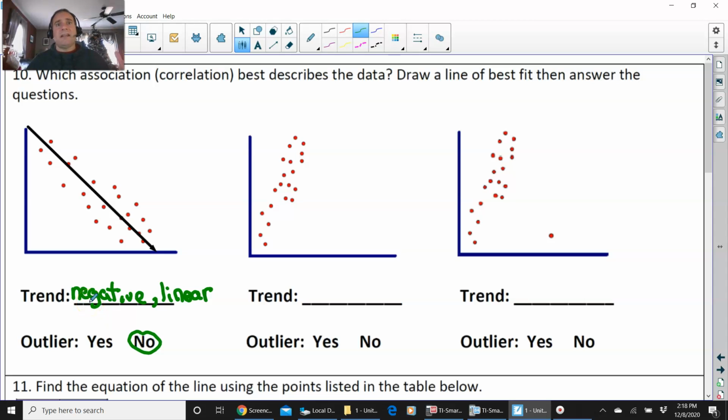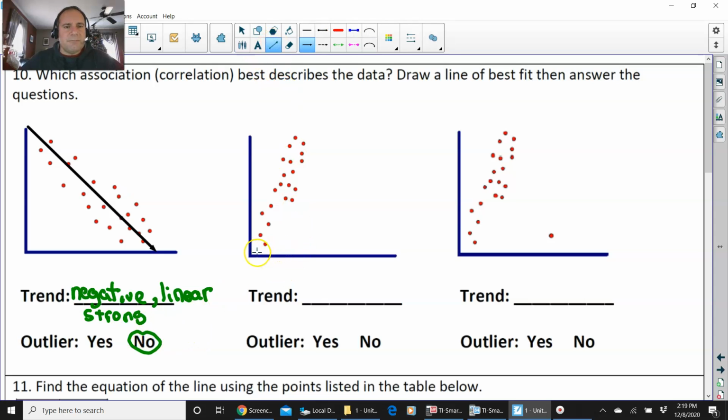And just to answer if it's strong or weak, this is kind of one of these in-between ones. I'm going to put strong, but if you put weak, I see exactly why you're saying that. The points are a little bit far away from the trend line. So it's a little bit difficult, but if you said strong because you think they're closer to the trend line, then that's fine too. I'm going to put strong.